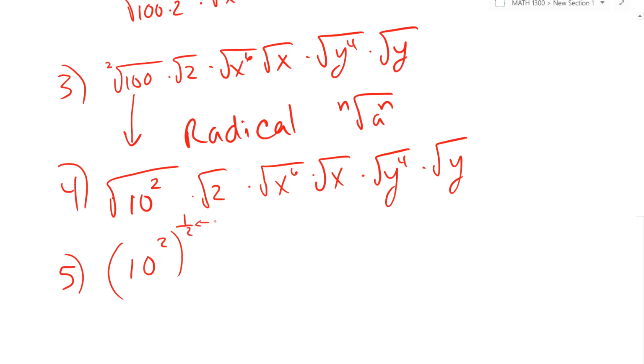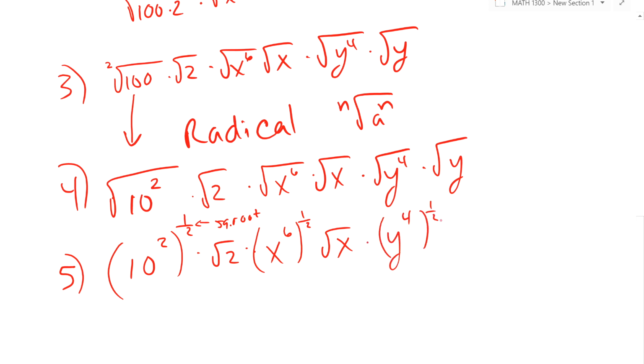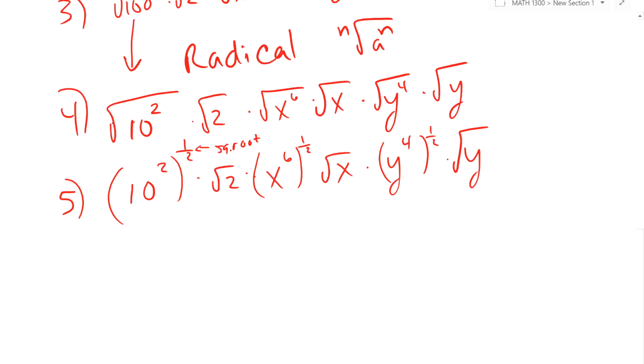This half right here, that's a square root. We just rewrote it into that. And we're going to do that with every other value. So then I'll have x to the 6 to the half times the square root of x times y to the 4 to the half times the square root of y. And then now we're going to apply the rules of exponents.